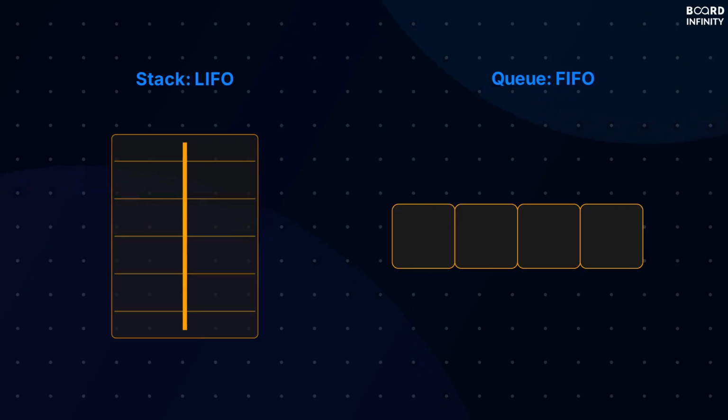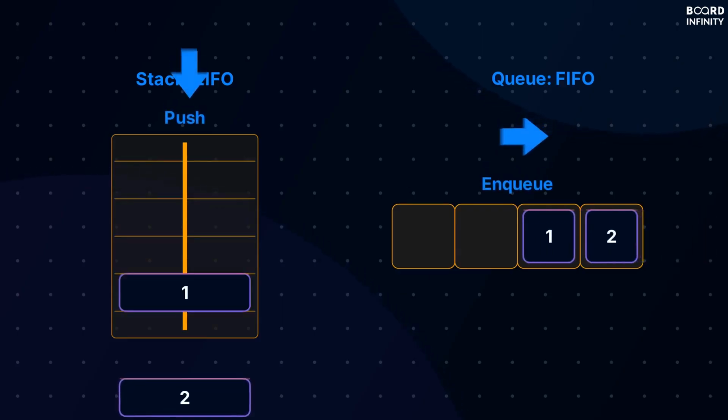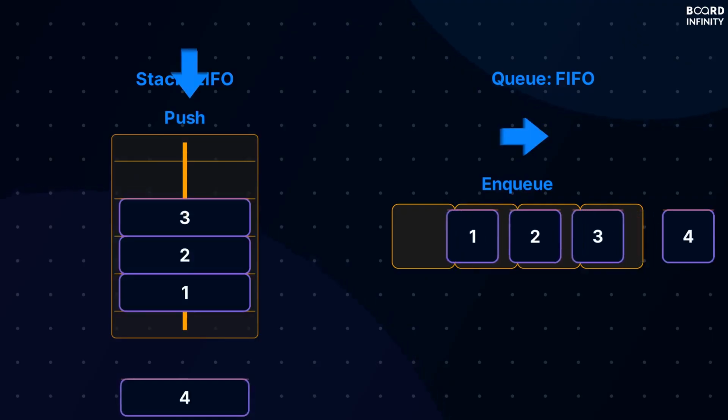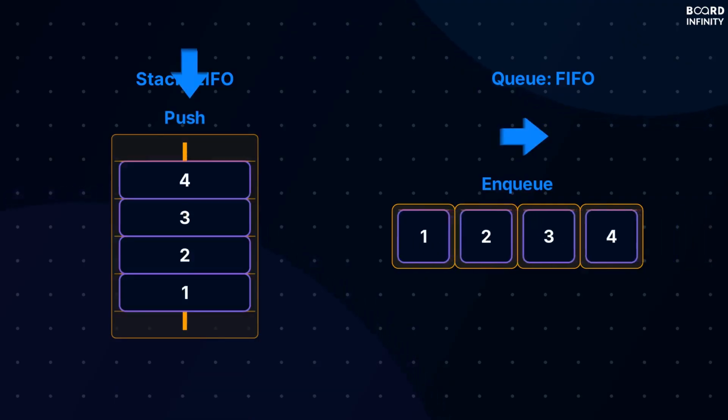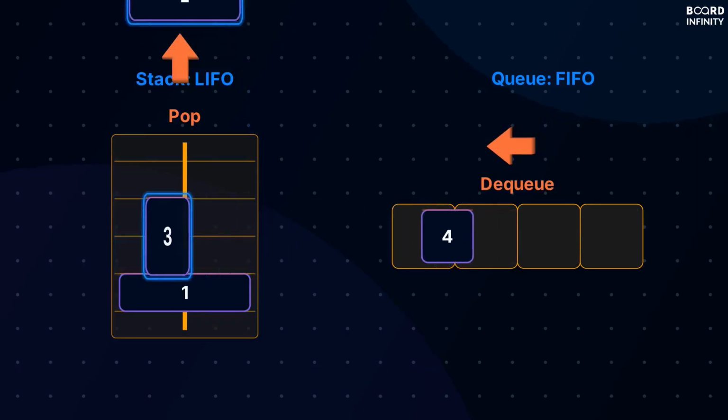When adding elements, both structures take new items. For the stack, we push them onto the top. For the queue, we enqueue them into the back or rightmost available position. The key difference emerges during removal. The stack pops elements from the top, always the last one added.